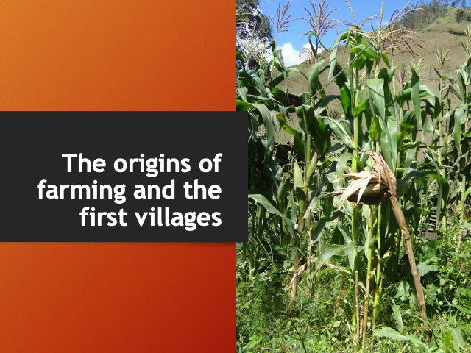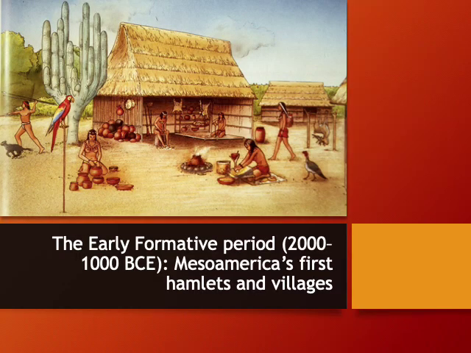That's something that didn't happen until the Mesoamerican formative period. And in fact, it seems to have happened slightly after the establishment of the first villages, at least in some areas. So the key time period that we're talking about today is the early formative period. This dates roughly from about 2000 to 1000 before the Common Era, when we see the first hamlets and villages appear in Mesoamerica. This is what I focus my research on.